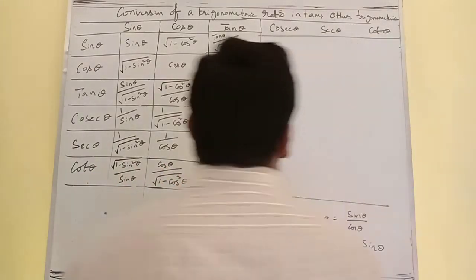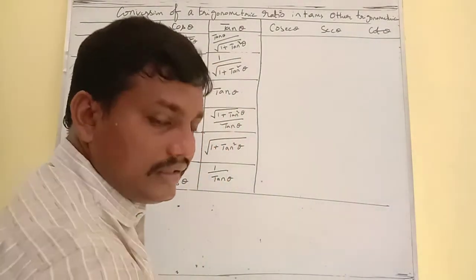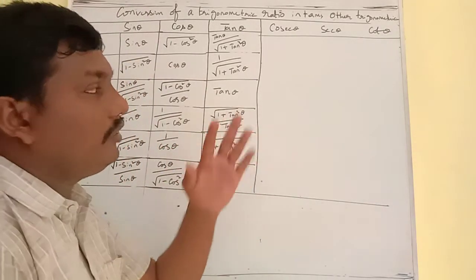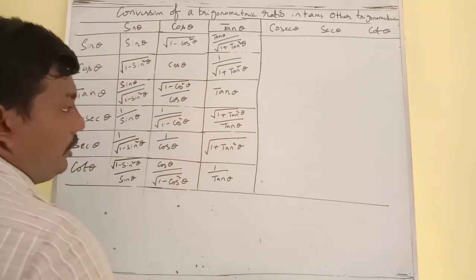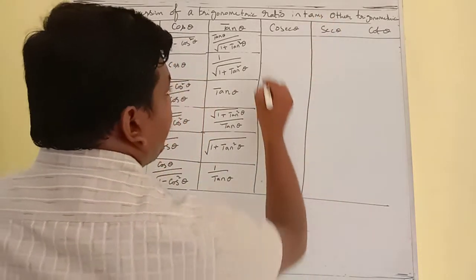Like that, the remaining other ratios. You can pause this video. You have to try the remaining three trigonometric ratios. Just verify. I am going to explain here.